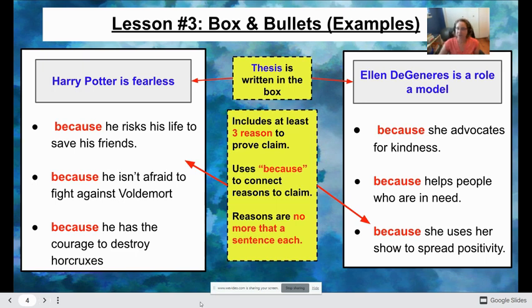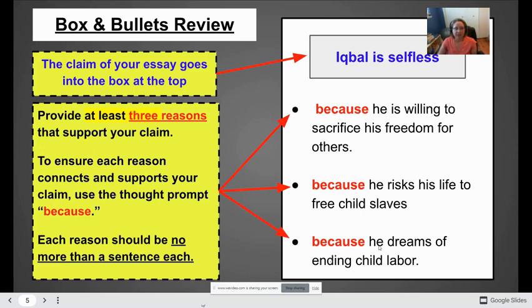Let me show you some examples. If I was to talk about Harry Potter, my claim might be Harry Potter is fearless. What are my reasons? Well, because he risks his life to save his friends, because he isn't afraid to fight against Voldemort, and because he has the courage to destroy Horcruxes. Notice I didn't say, like, because he went into the cave to grab the Horcrux and drank all of the bad water. I said, big idea, because he has courage to destroy Horcruxes.